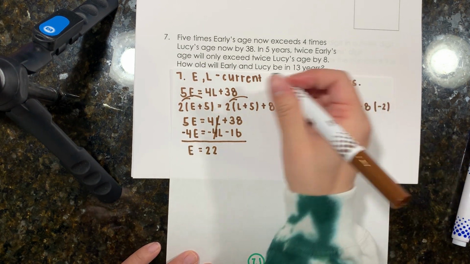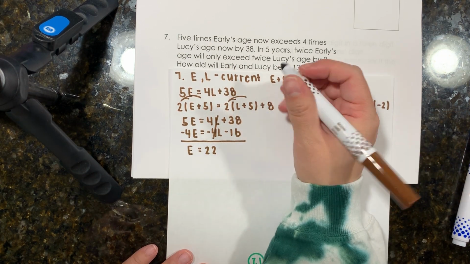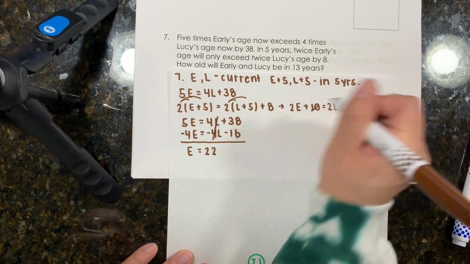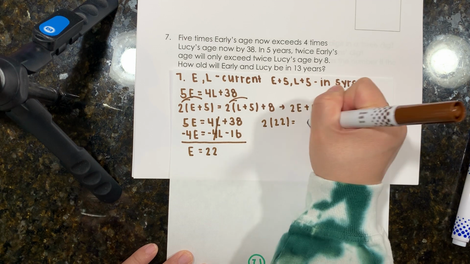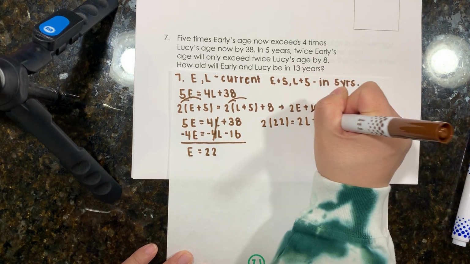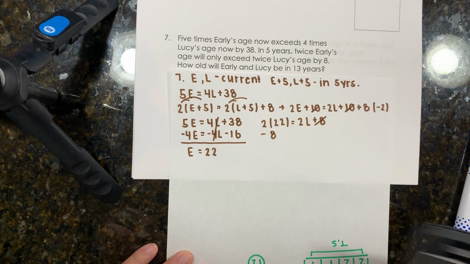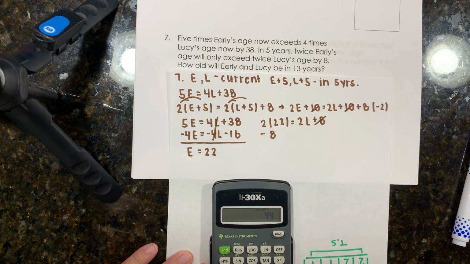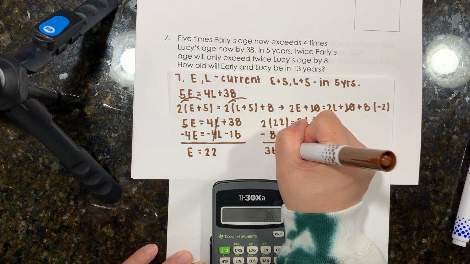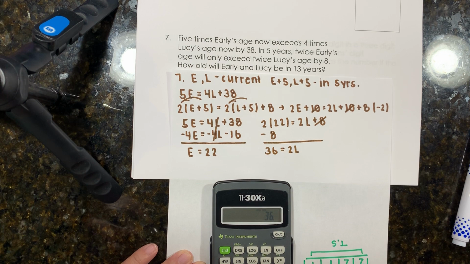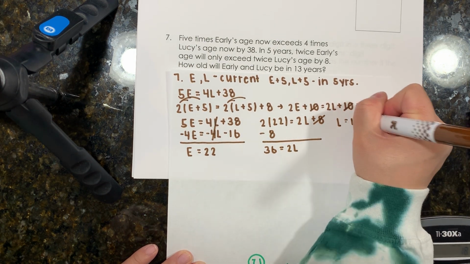If E is currently 22, or Early is currently 22, I'm going to solve for L. And I can plug it into this equation here. So it'd be 2 times 22 equals 2L plus 8. Move the 8 to the other side. So 44 minus 8 should give me 36 equals 2L. Divide by 2. Gives me that L is currently 18 years old.